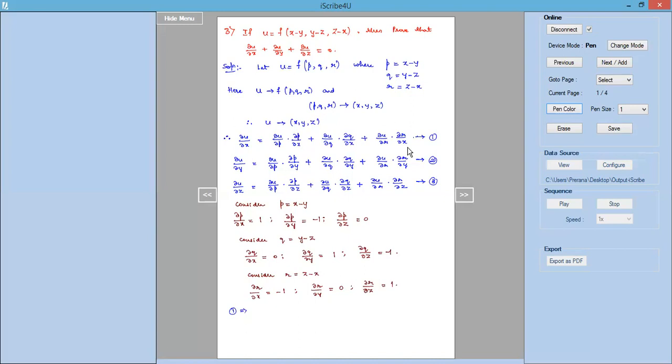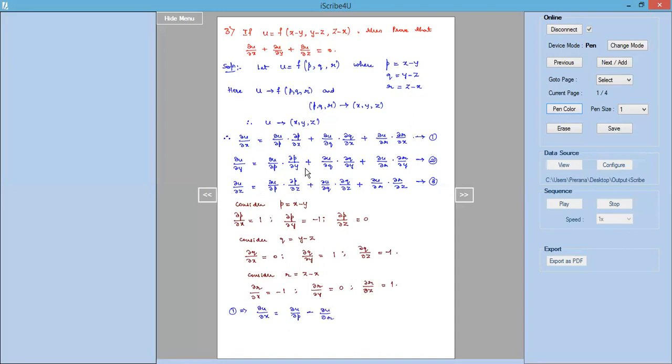So one by one we will see. ∂p/∂x is 1. So we will have ∂u/∂x is equal to ∂u/∂p. And then ∂q/∂x is 0. ∂r/∂x is minus 1. So minus ∂u/∂r.